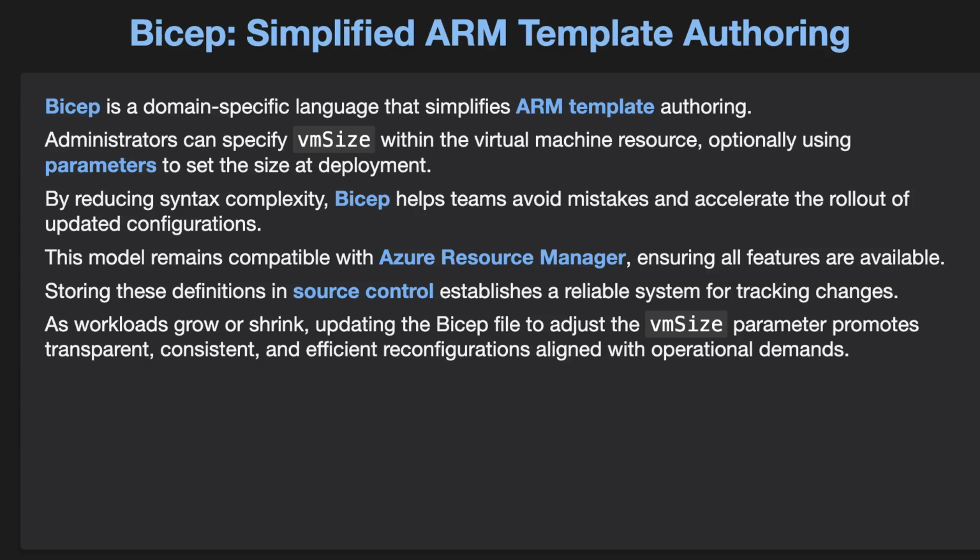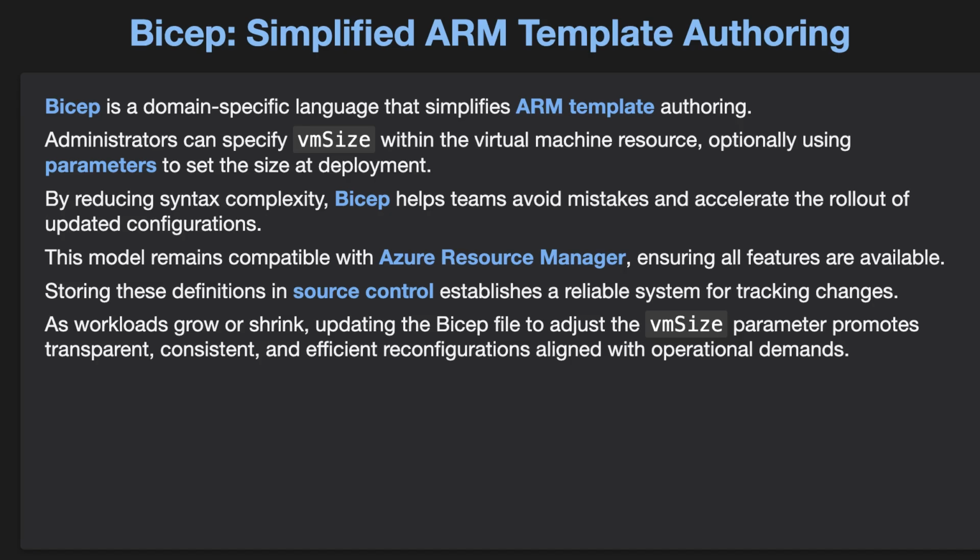Bicep is a domain-specific language that simplifies ARM template authoring. Administrators can specify VM size within the virtual machine resource, optionally using parameters to set the size at deployment. By reducing syntax complexity, Bicep helps teams avoid mistakes and accelerate the rollout of updated configurations. This model remains compatible with Azure Resource Manager, ensuring all features are available.